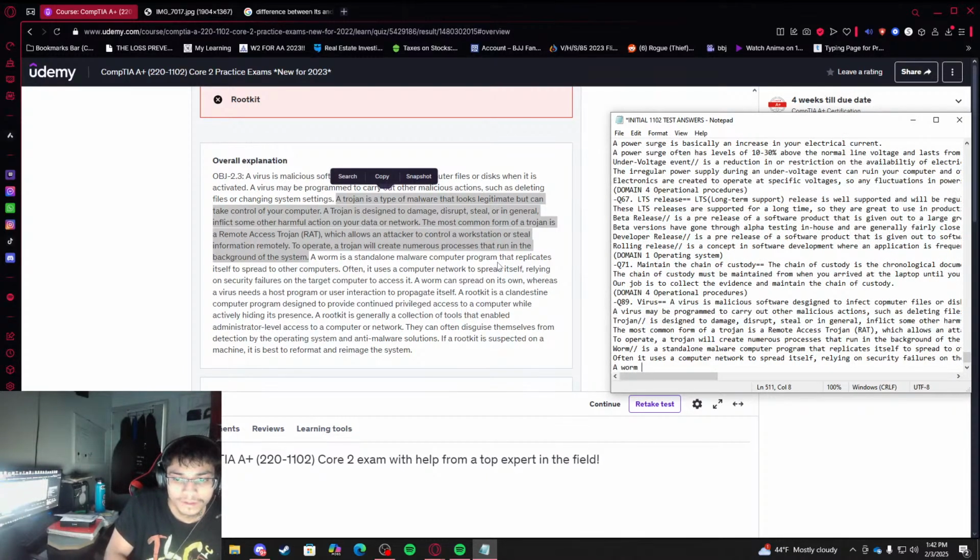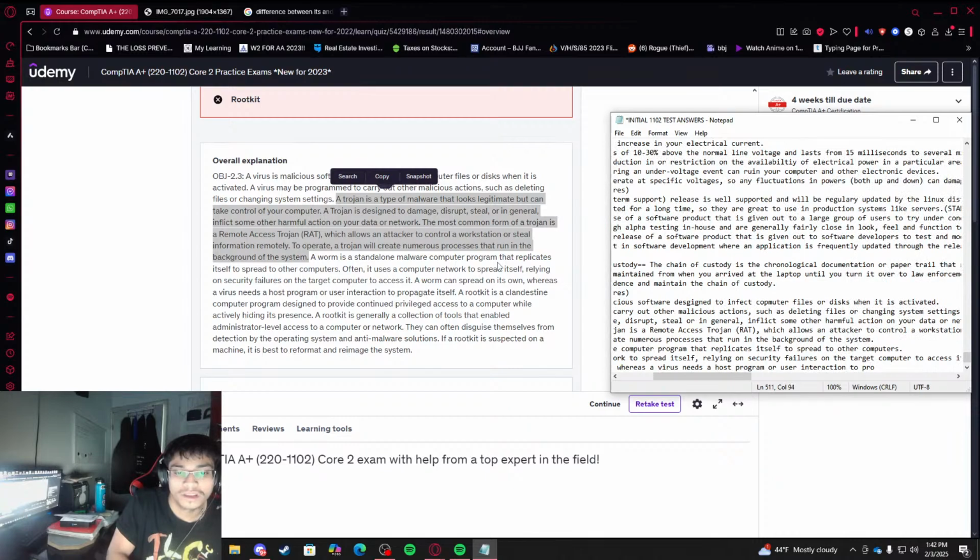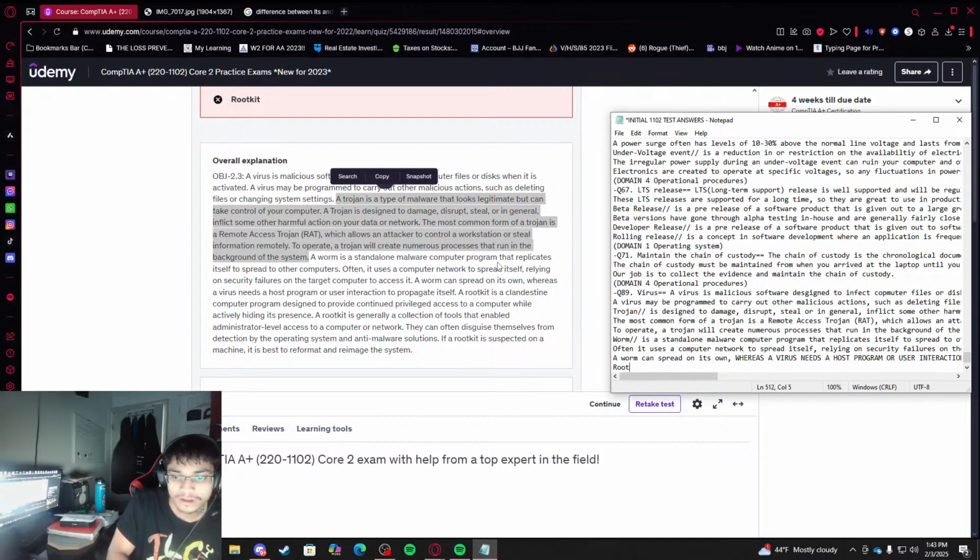A worm can spread on its own, whereas a virus needs a host program or user interaction to propagate itself. Honestly, we should write this in caps. Whereas a virus needs a host program or user interaction to propagate itself. Okay.